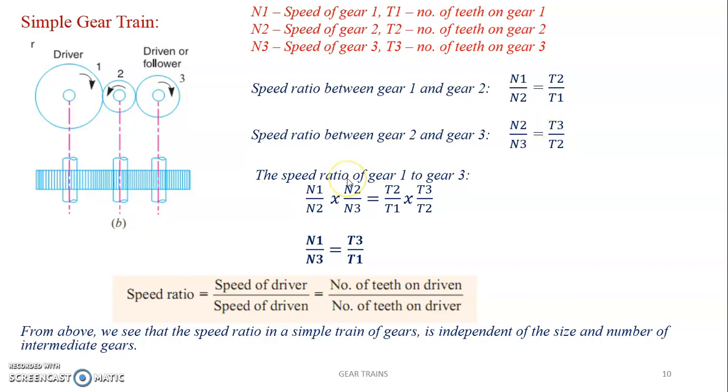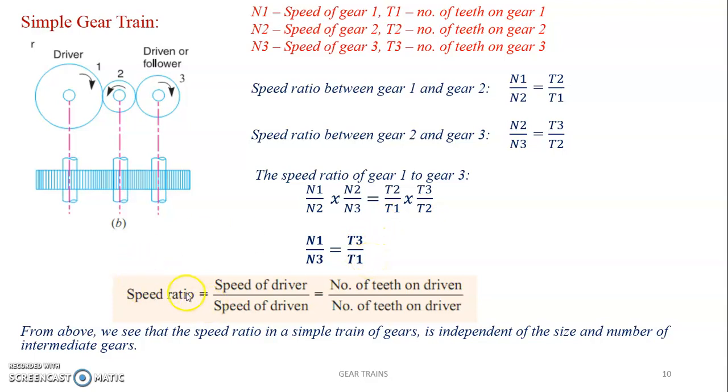Now to get the speed ratio from gear 1 to gear 3, I just have to multiply equations 1 and 2. So n1 by n2 into n2 by n3 will give me t2 by t1 into t3 by t2. But n2 and n2 are the same, the speed of this gear is the same. So on the left hand side I'll get n1 by n3. Similarly t2 and t2 will cancel out and I'll get t3 by t1.